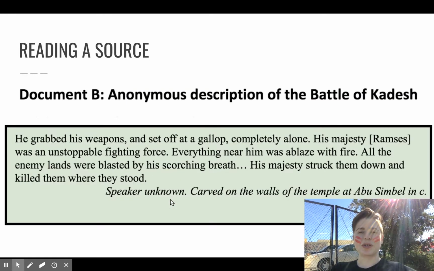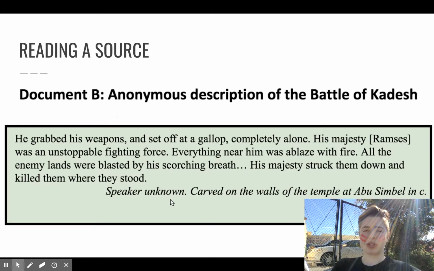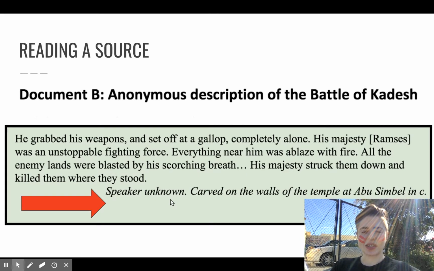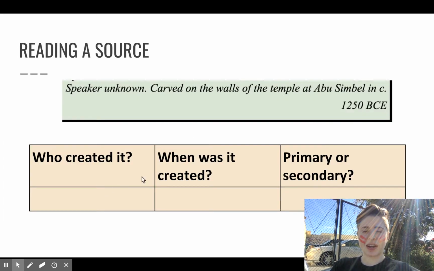So when you read a source, how do you find out the contextualizing information? Let's take a look at source document B, an anonymous description of the Battle of Kadesh. In this source, I can see the source information is at the bottom. It's usually in this kind of slanted writing that's called italics, but you'll notice because it'll be separate from the rest of the text. So if I take a look at this, I want to figure out who created it, when it was created, and if it's primary or secondary.